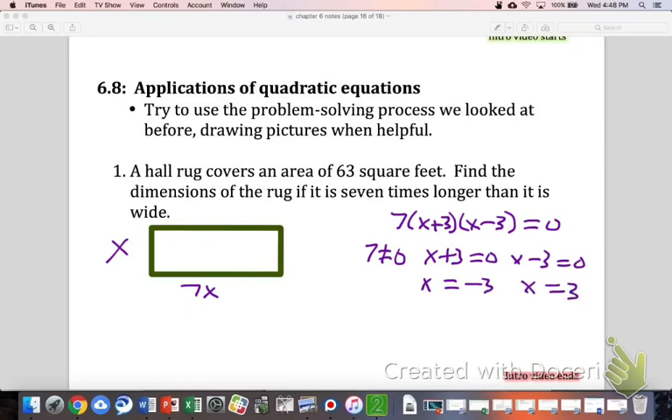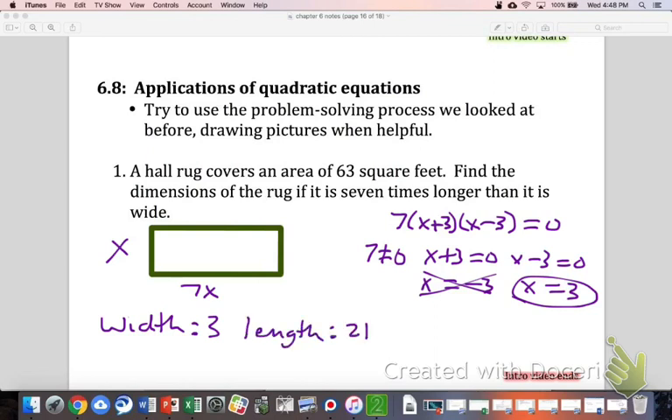And here's where we got to think of the practical application of this. Because this is a length and width of a rectangle, I really don't think that a negative length or width makes a lot of sense. So we would just use the positive version. Because the width is x, we would say the width is 3. And because the length is 7x, we'd say that the length is 7 times 3, or 21. Both of these measured in feet.